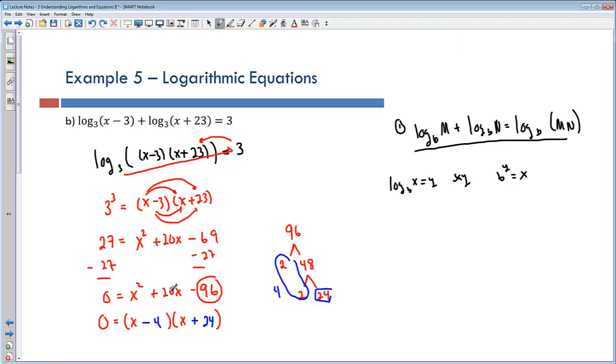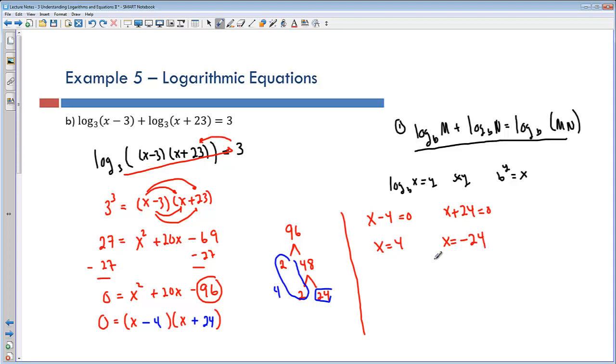And so then what? So now what do we want to do? So we know this times that is 0, and so we want to set each of these equal to 0. And so let's do that. So what do we have now? We have x minus 4 equal to 0, and x plus 24 equal to 0. And we can add 4 to both sides, so that x is equal to 4. And we can subtract 24 from both sides, get x equal to negative 24.